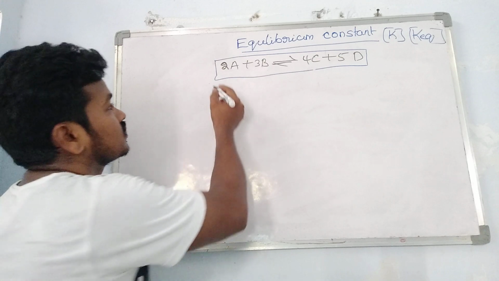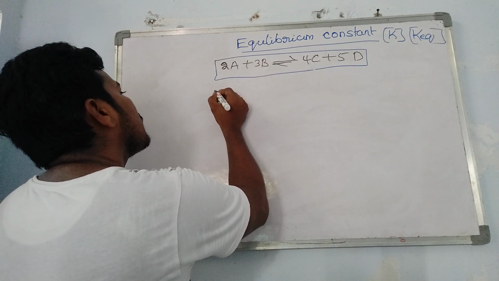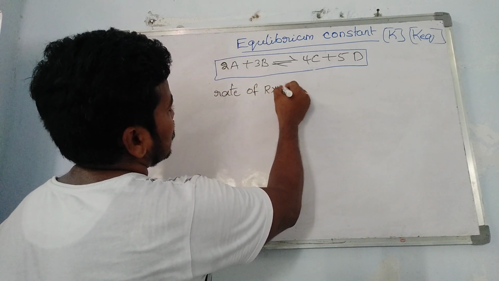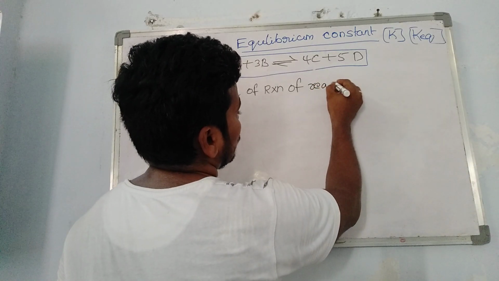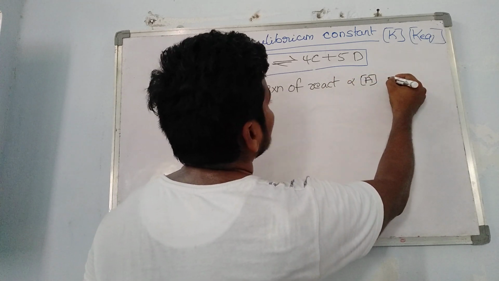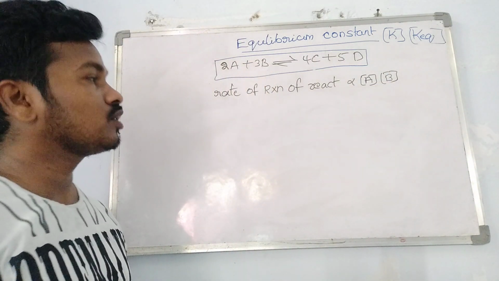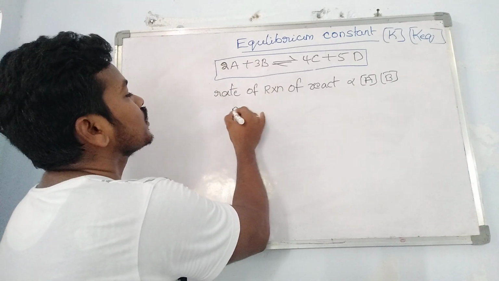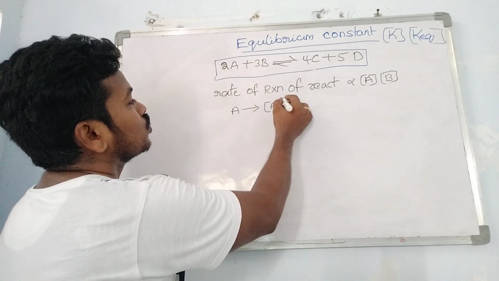What does the law of mass action say? The rate of reaction is directly proportional to the active masses of the reactants. Active mass is represented in terms of brackets. For example, the active mass of A is written as [A], raised to the power of its coefficient, 2.